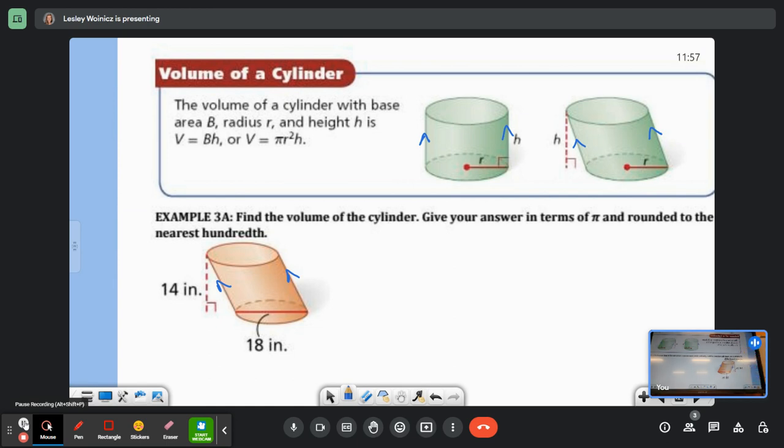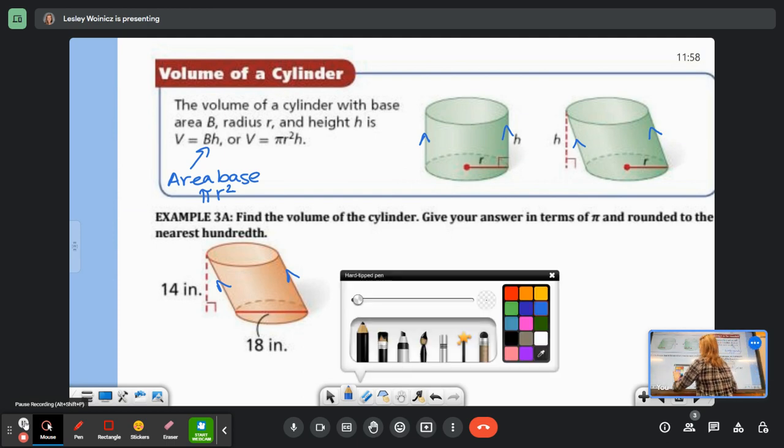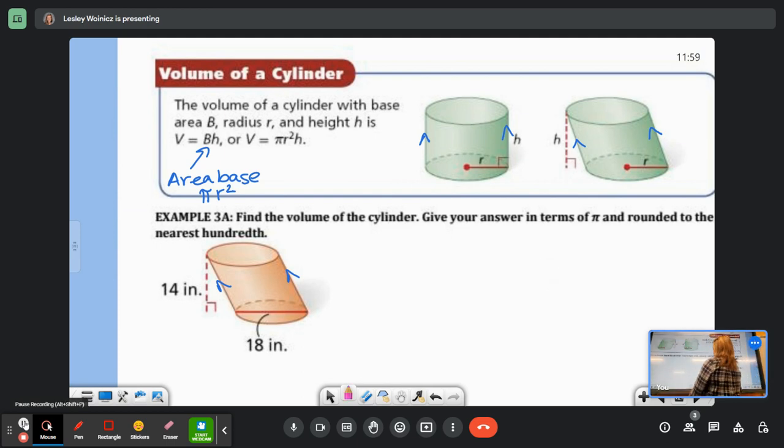Okay, so the volume of a cylinder with a base area B, a radius R, and a height H is the area base, which for a circle is pi r squared. And if you plug that in to replace the big area B, the formula looks like this. So you can use either formula. They're the same. You've got to do what works for you.